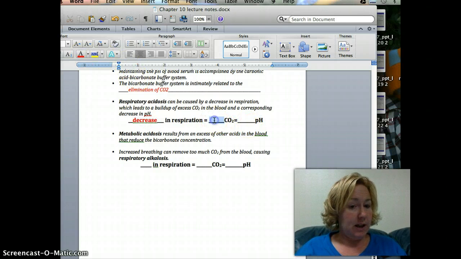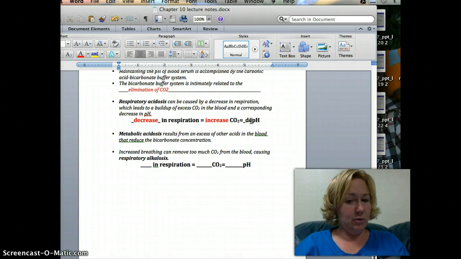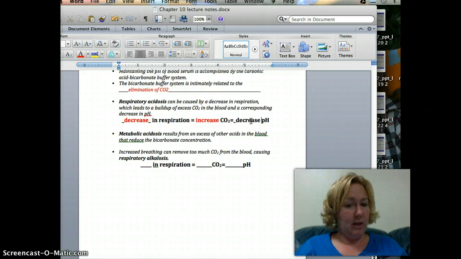This causes an increase, obviously, in CO2. And this will also cause... So what does this do? This actually affects pH. So you're going to run some kind of blood test, and you're going to look at the pH of the blood and see what's going on. So what is this going to do? This is going to decrease the pH.